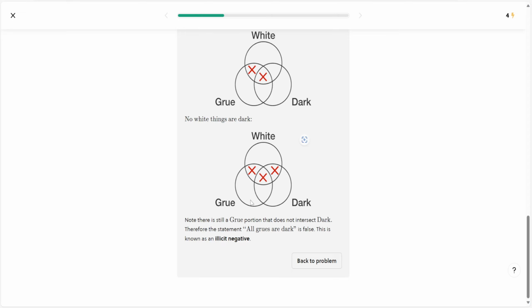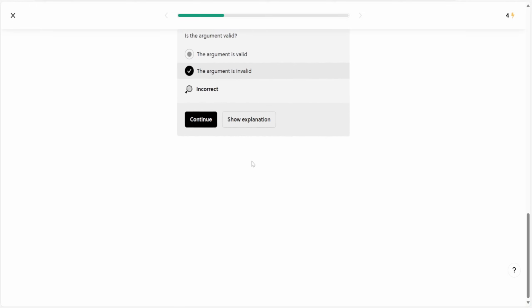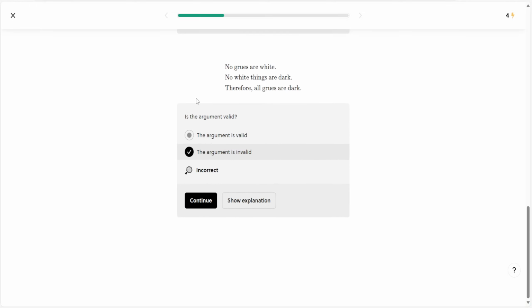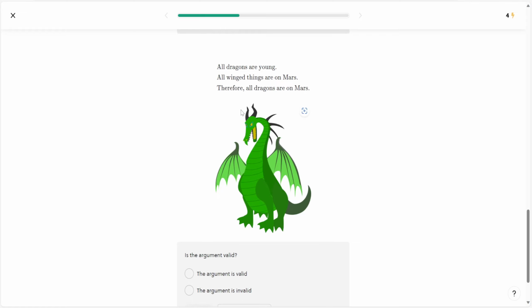Right, so basically I was saying that there's going to be some grooves that aren't dark, and I think this is saying exactly what I said, so I should have just trusted logic. I thought it was trying to make me put this based on the information given. Yeah, I should have just trusted logic.